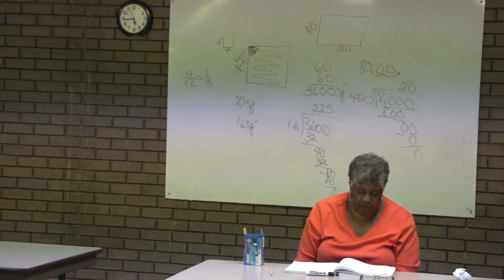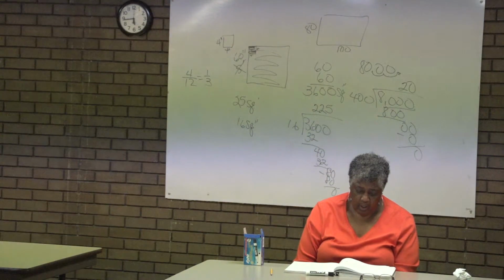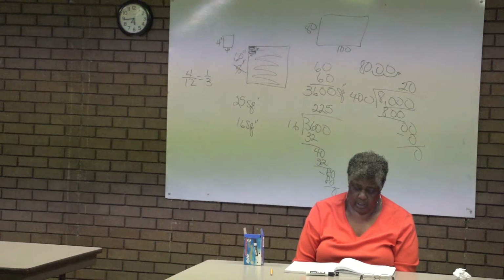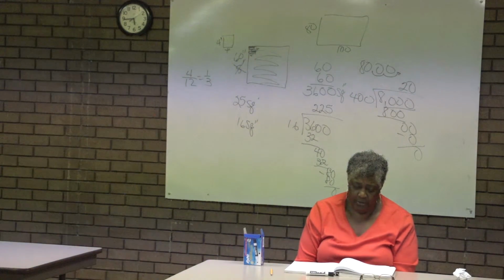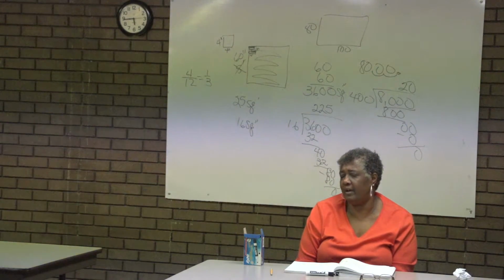And then 12, which of the following represents the area of a circle with a diameter of 30 inches? Tell me what you're going to multiply to find the area of a circle with a diameter of 30 inches. I don't even want the answer. Just tell me what you're going to multiply to find that.